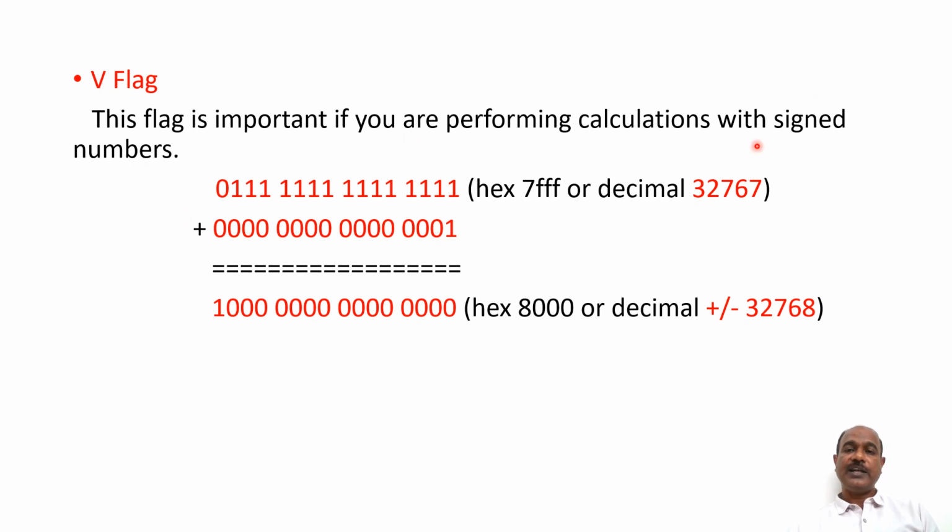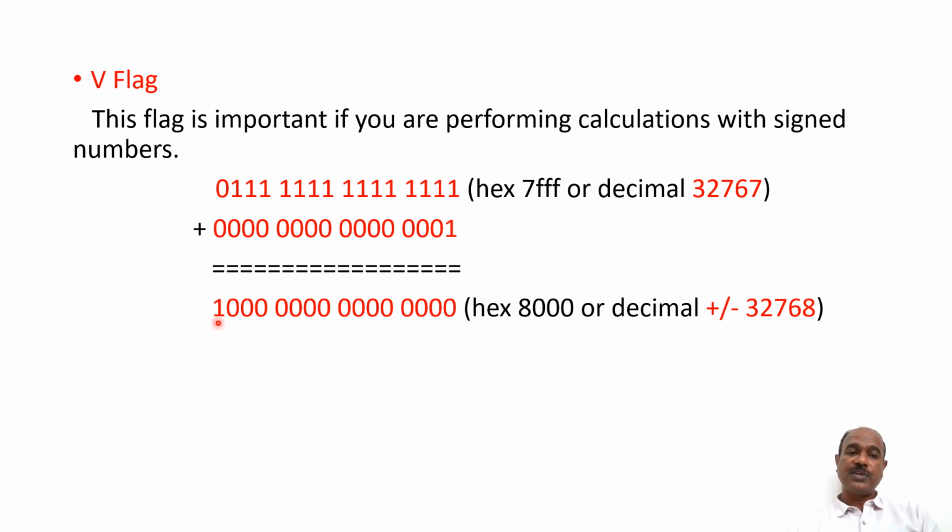Both of these are signed numbers. So how do you identify the sign of the number? You have to see the MSB bit. This is 0, which means it is a positive number. So plus 32767 is written like this. Then I want to add plus 1. Here 0 is the sign bit, so it is positive. I want to add 1. This is also a positive number, since the MSB is 0 here too. So whenever I add two positive numbers, I should get a positive answer, 32768.